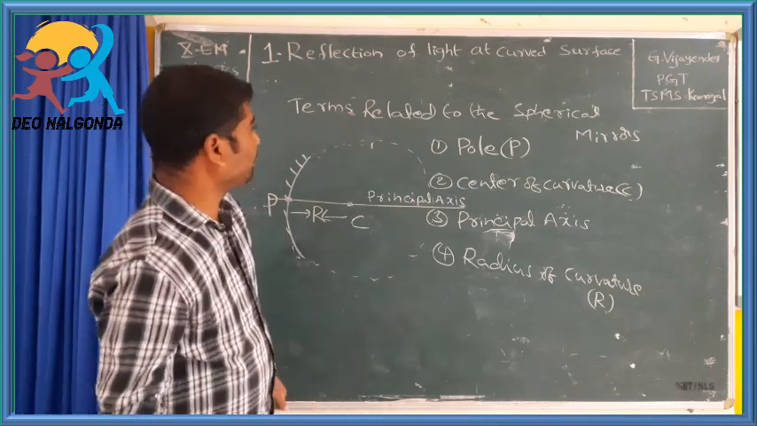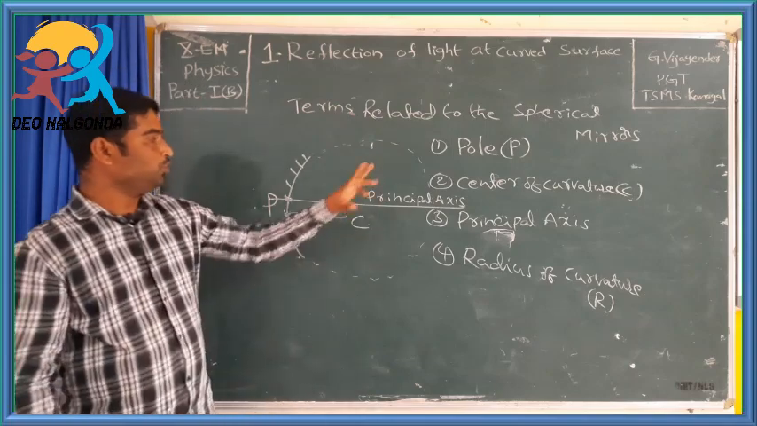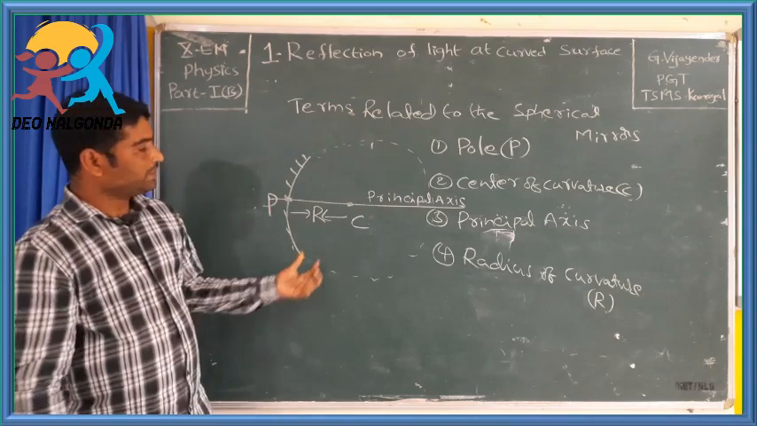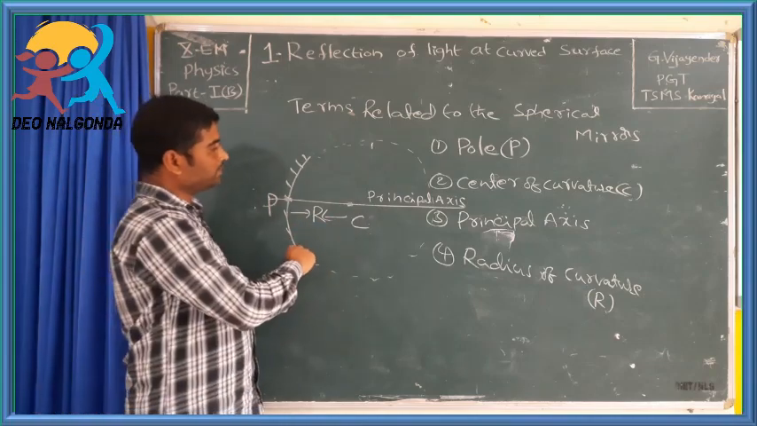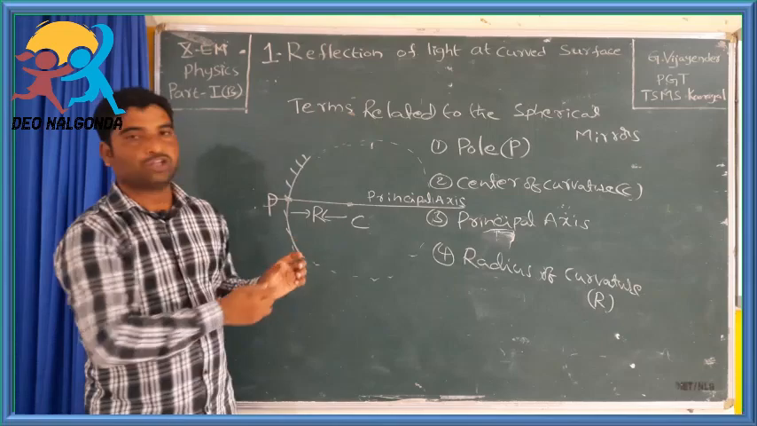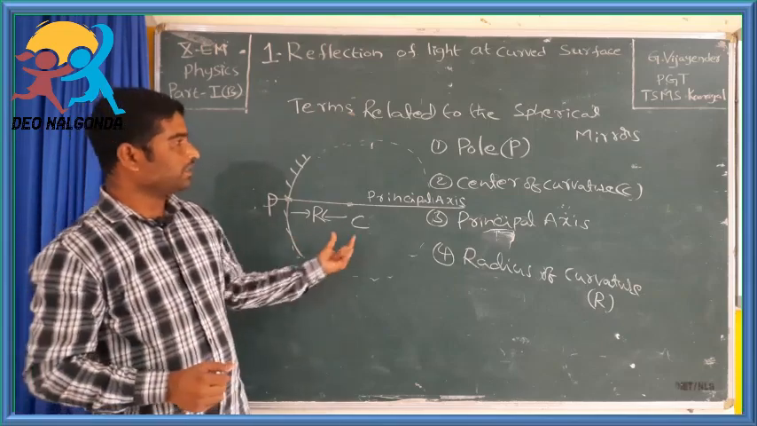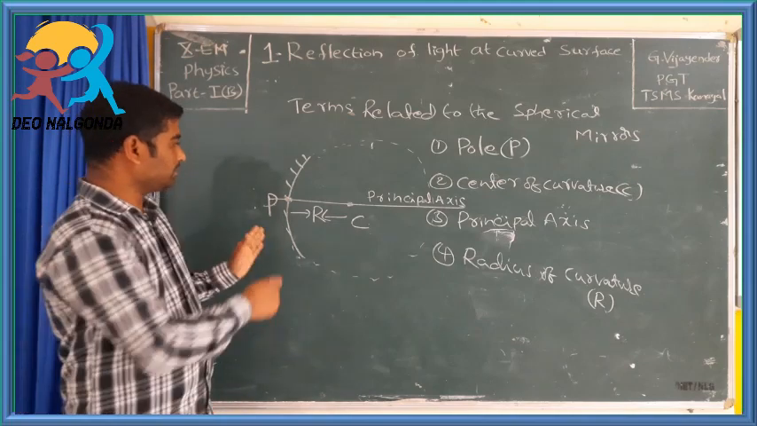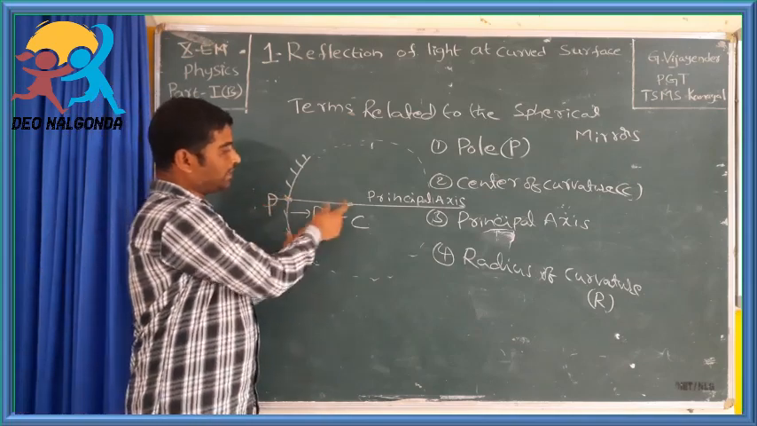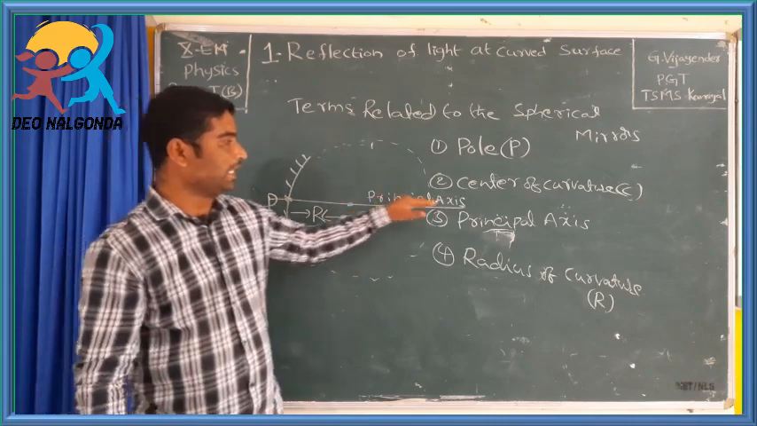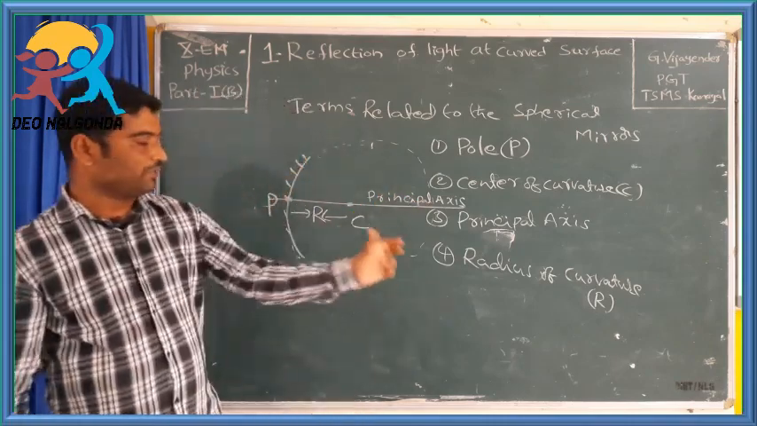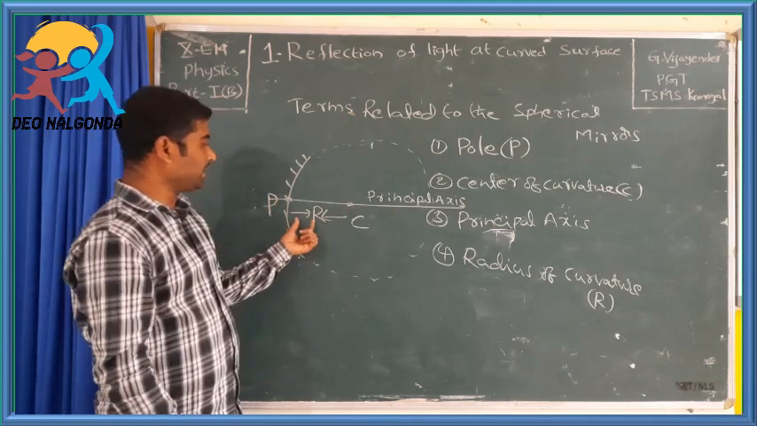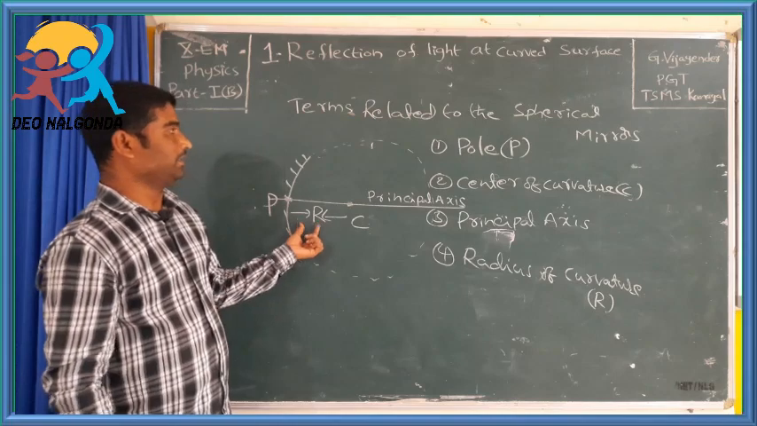These are the terms related to the spherical mirror. First one is pole. Pole is the geometrical midpoint of the spherical mirror. And center of curvature. Center of curvature is the center of the sphere from which the spherical mirror is a part, is called center of curvature C. And principal axis. The line passing through the pole P and center of curvature C is called principal axis. Radius of curvature. The distance between the pole and center of curvature is called radius of curvature, capital R.